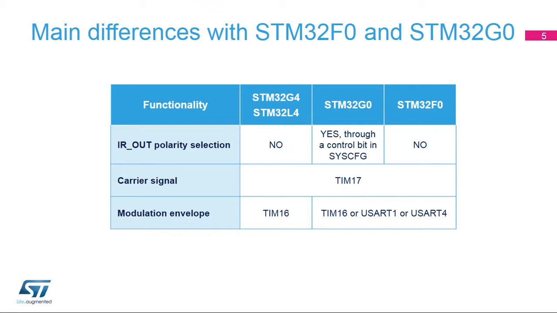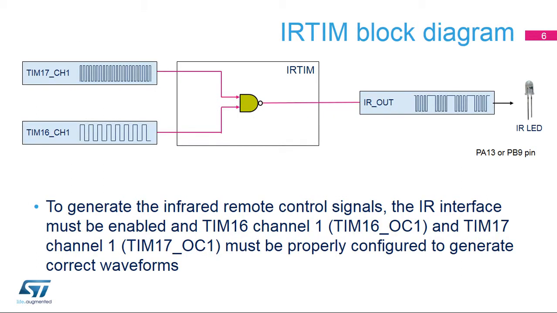This slide highlights the differences between the STM32F0, the STM32G0, and STM32G4 IR-TIM modules. The STM32L4 and STM32G4 support the same IR-TIM module. An infrared interface for remote control is available on the device. It can be used with an infrared LED to perform remote control functions.